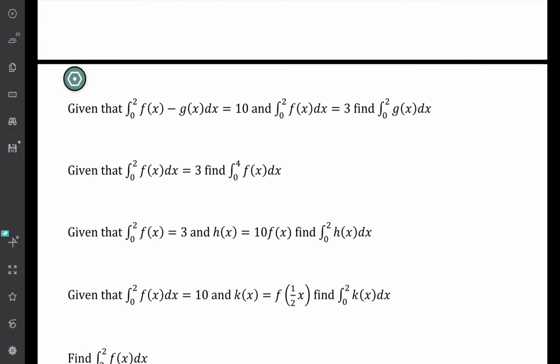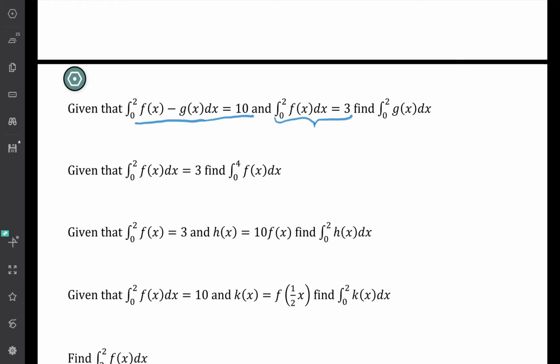Hi everyone. In this video I'd just like to practice using some of the properties of integrals that we're talking about in this section. So I'm going to give you different pieces of information and I'm going to ask you if you can draw conclusions based on that about some other question. So first one, the given information is that if I integrate f of x minus g of x from 0 to 2, I get 10. I'm also given that the integral of just f of x from 0 to 2 is 3, and I'm supposed to find the integral from 0 to 2 of g of x.